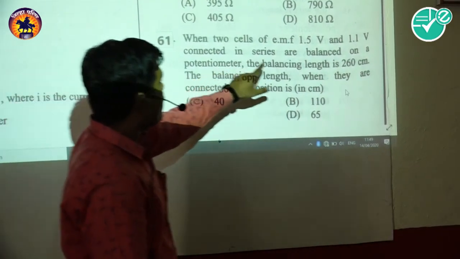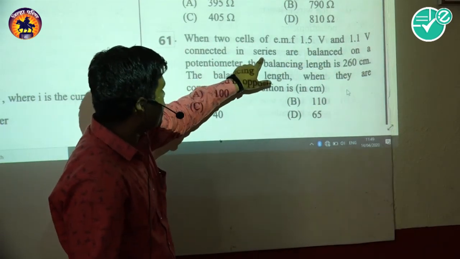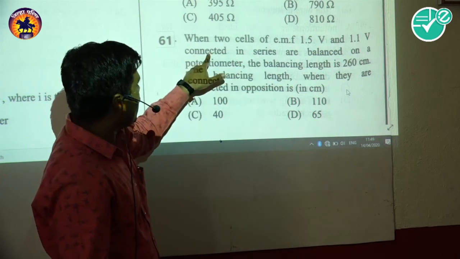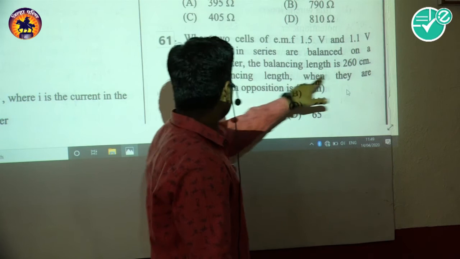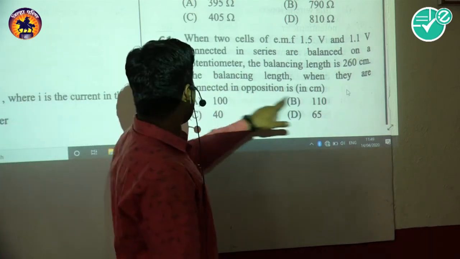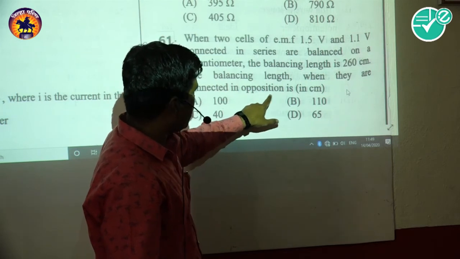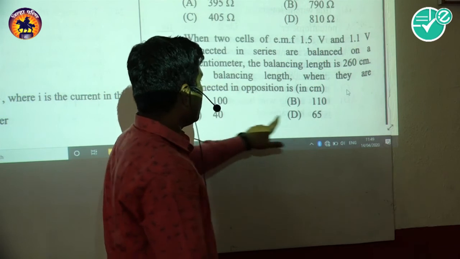When two cells of EMF 1.5 volt and 1.1 volt are connected in series, it is an important term. Series means it is in a sum method. The balancing length is 260 centimeter for the series combination. What is the balancing length when they are connected in opposite, that is in difference method, in centimeter? The options are 100, 110, 40 and 65.